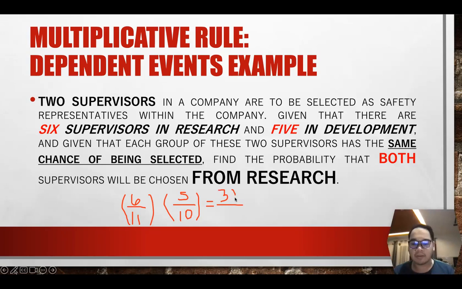So this becomes 30 divided by 110. Of course, we can simplify this into 3 over 11. Okay? And that's our answer for this number here. All right, so if it's not clear for you, you can just repeat the explanation in the videos given here. Okay, next.